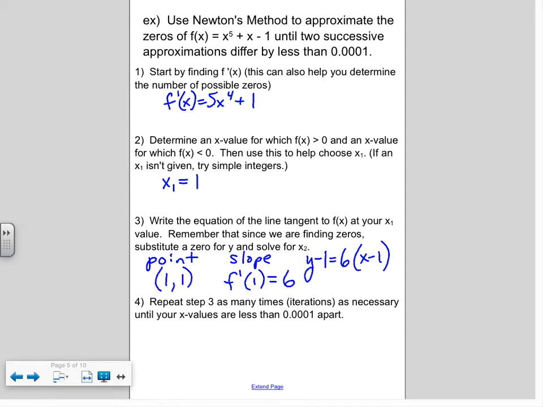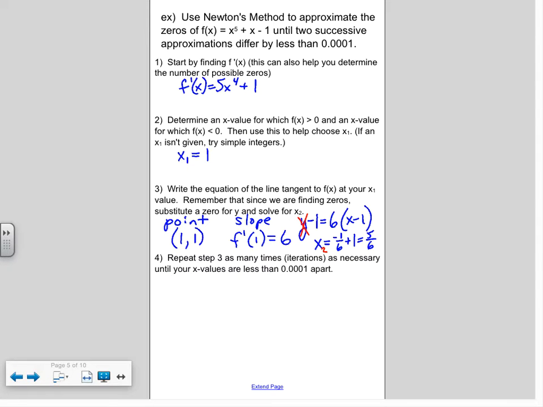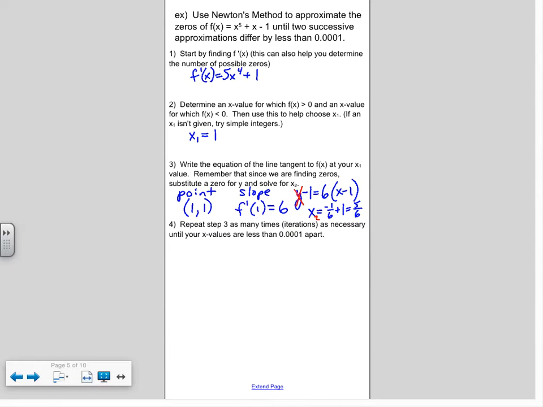So now here's the key. We have to plug a 0 in for y and solve for that x value, and that becomes our x2. So if we plug in a 0 for y, meaning just get rid of the y, and then solve for x, we divide by 6 and then add 1, so x equals -1/6 plus 1, or 5/6. This now becomes our x sub 2. And that's the next value you're going to use to find your next tangent line.